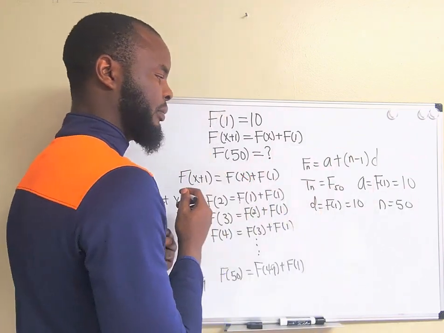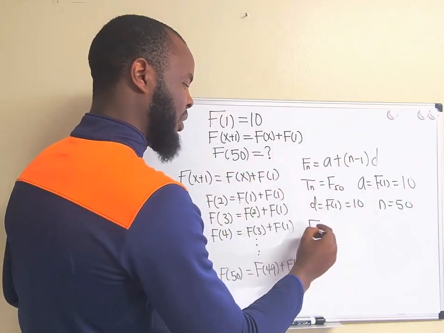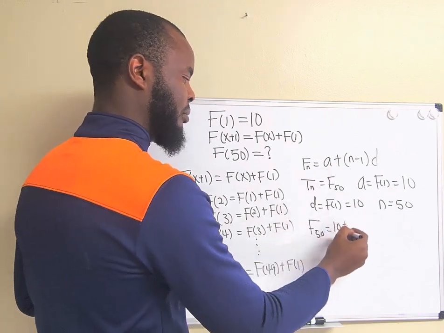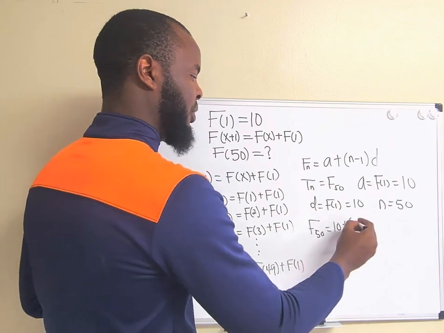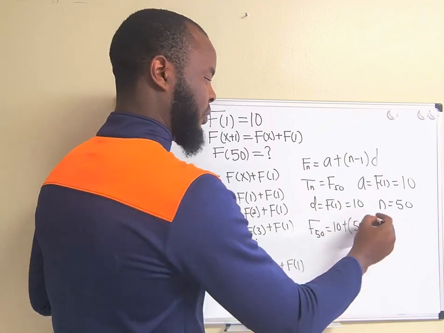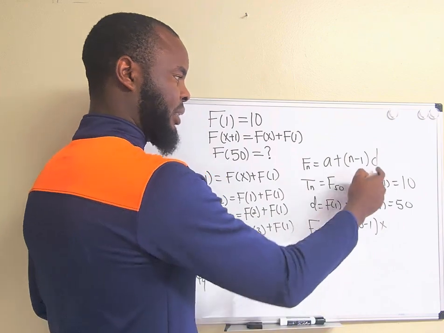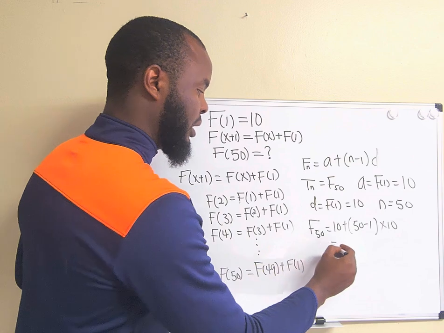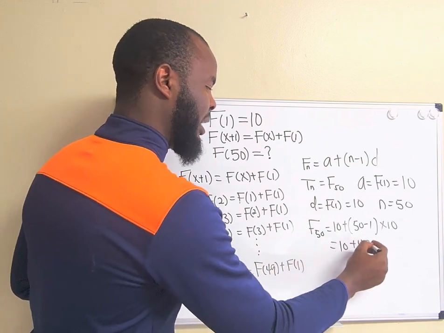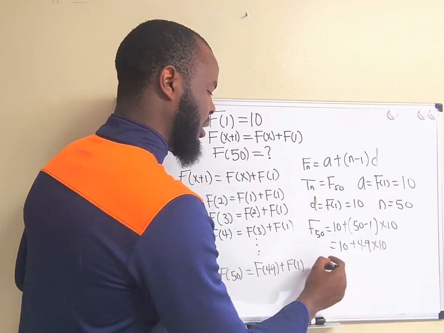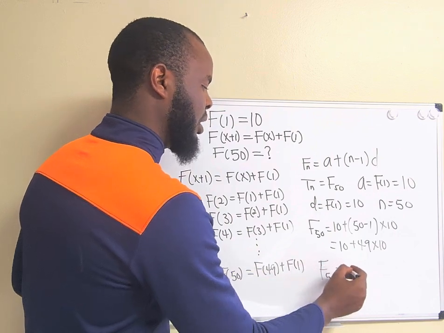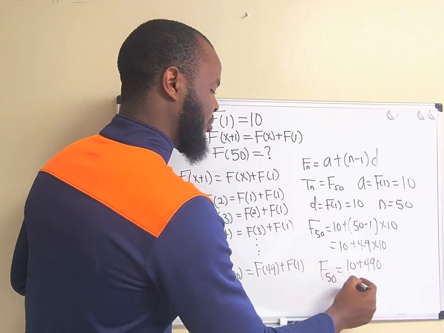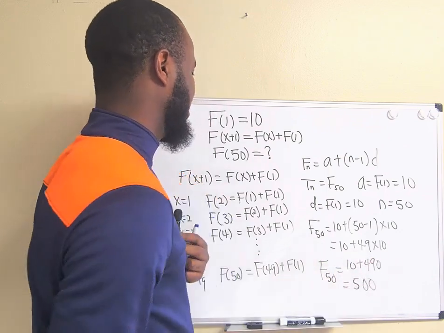Now let's plug in this. So here we have f of 50 equal to a, which is 10, plus n minus 1, which is 50 minus 1, times d, which is what? Also 10. And here I have 10 plus 49 times 10. And my f of 50 is going to be 10 plus 490. And finally, my answer is 500.